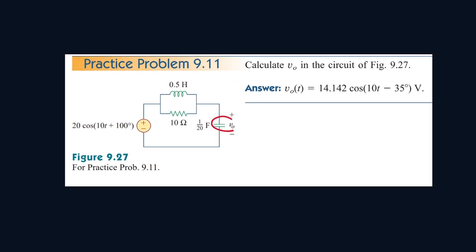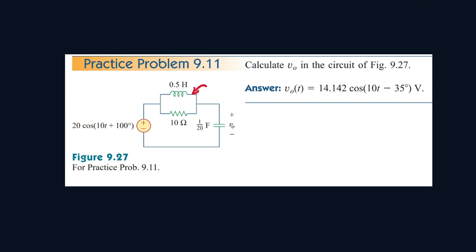There we go. Okay, so we have to find VO here. We're given the voltage formula. So let's see how we can start. Let's get the impedance for all our values. The impedance for the resistor will just be 10 ohms.